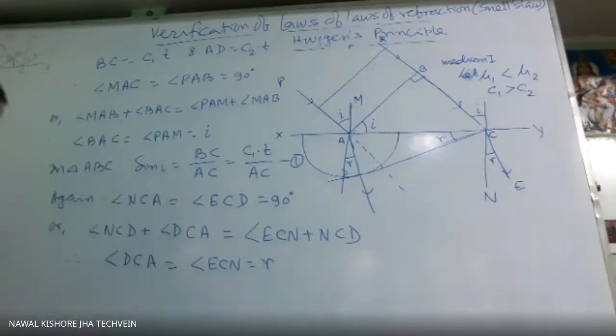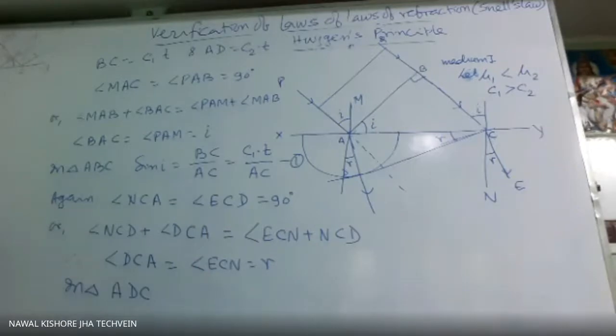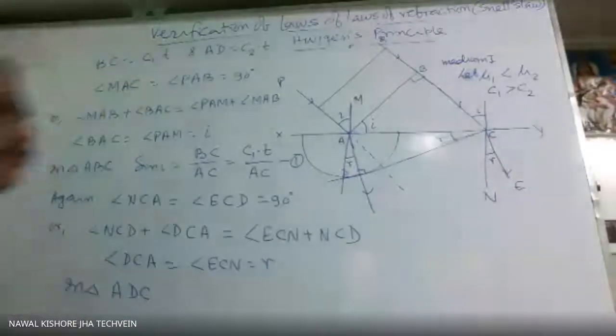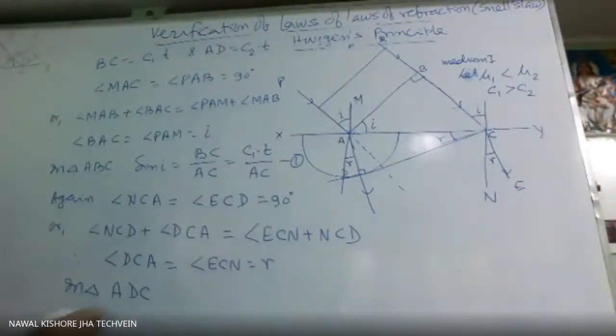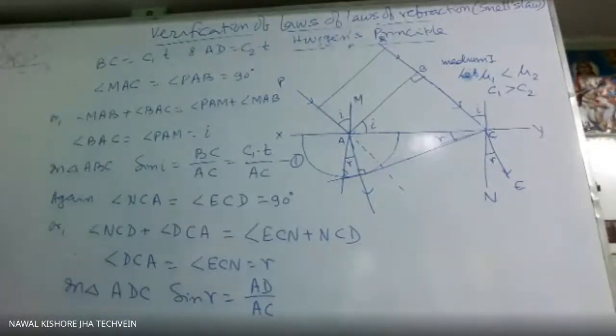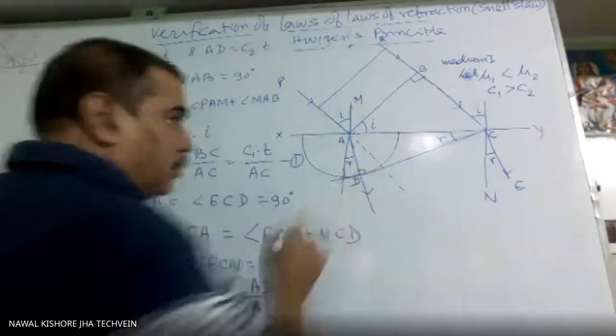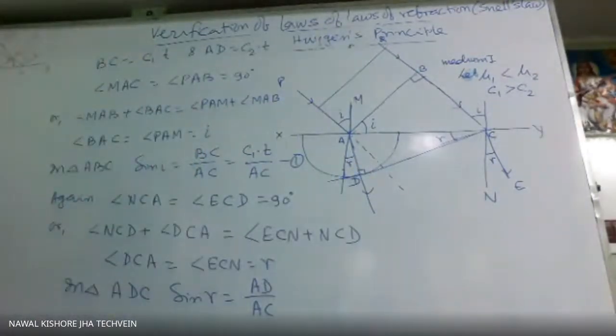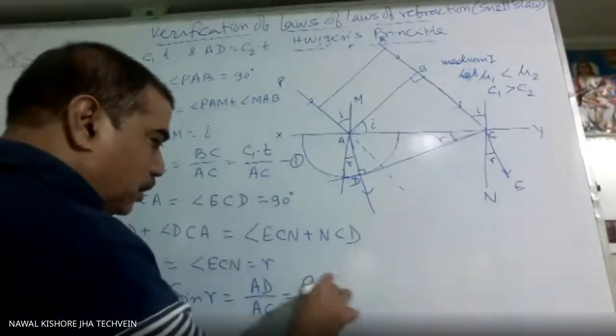In the same way, consider triangle ADC, or ACD, whatever. In triangle ADC, this is again 90 degrees. So sine r is AD over AC. Now this AD is c2 into t over AC.